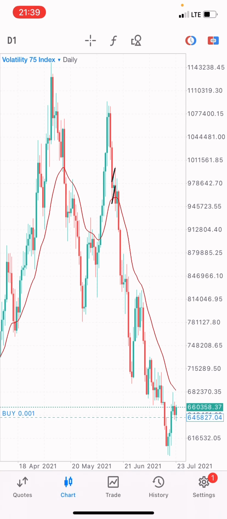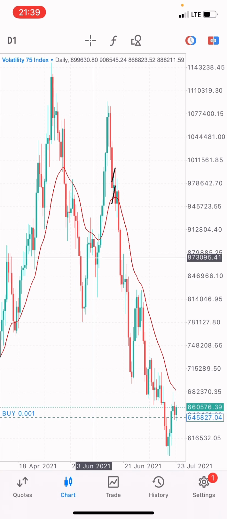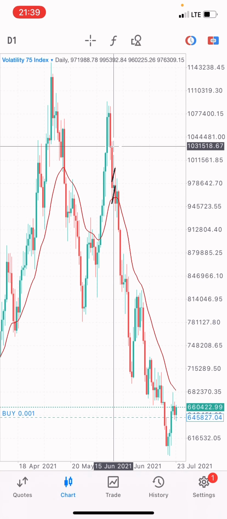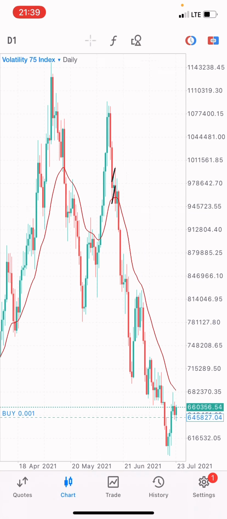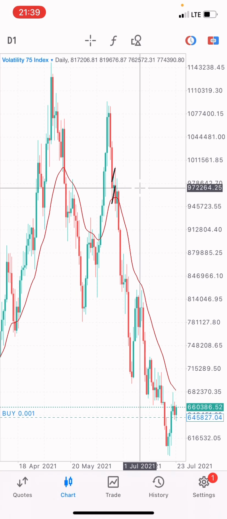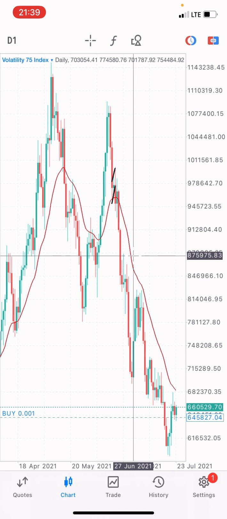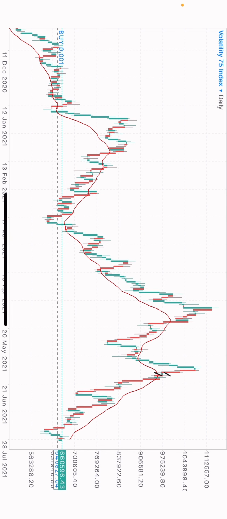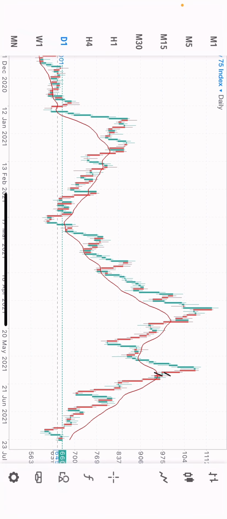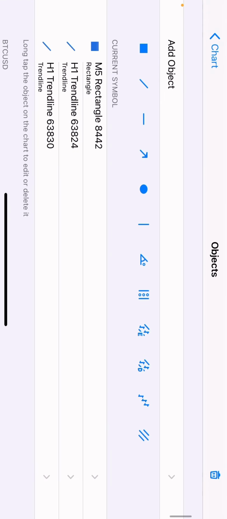Now look at this trade. This volatility 75 is on a downtrend, has been selling for a while now. So you already identify that it is a downtrend. The next thing is you identify the key levels. And what are the key levels? Key levels means area of rejection, either support or resistance.